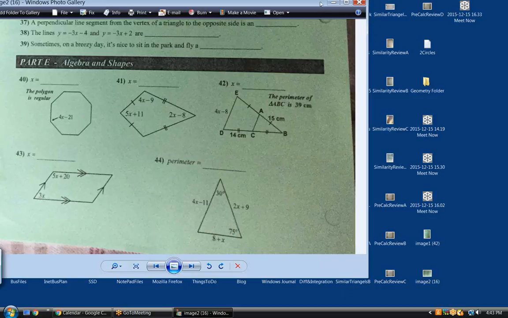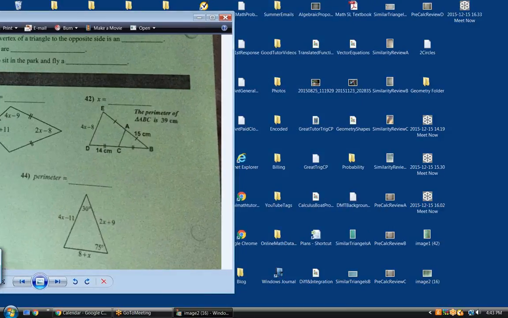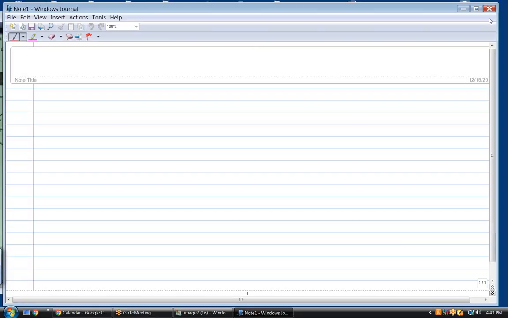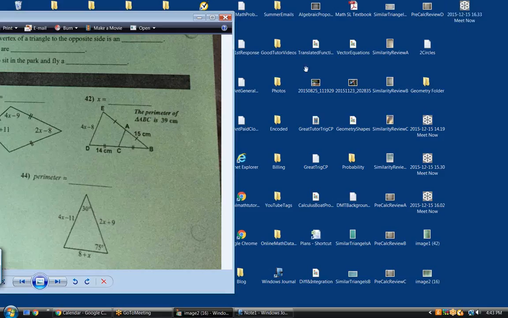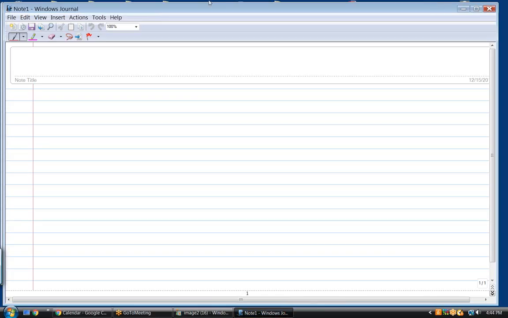40, since the polygon's regular, you find the number of sides, subtract 2, and multiply by 180 over n. Perfect. And that's how you get it. And then you can set that equation they give you to the number. Okay.